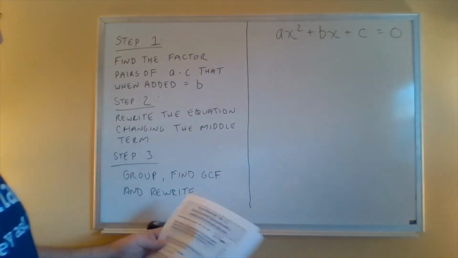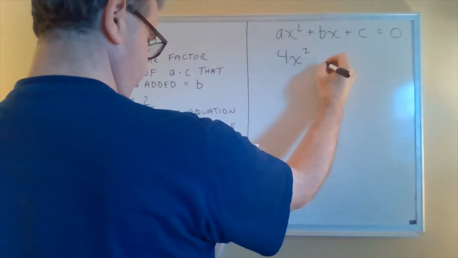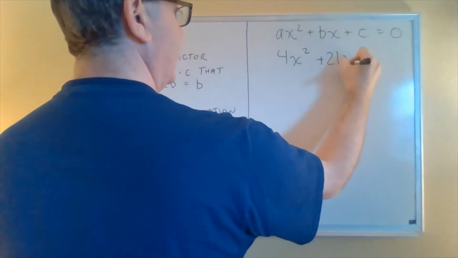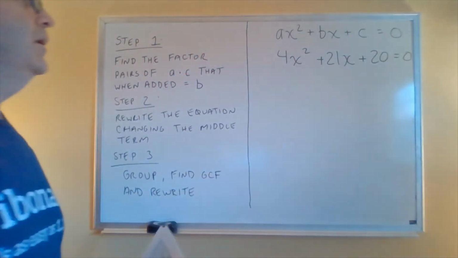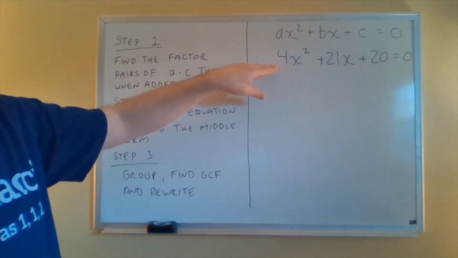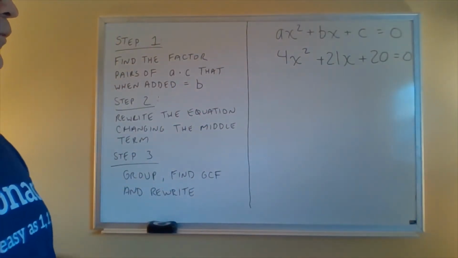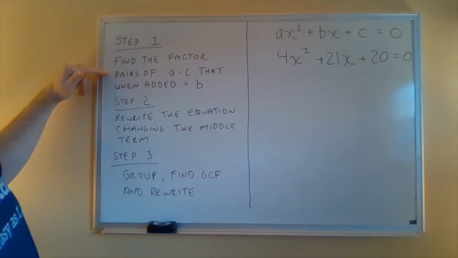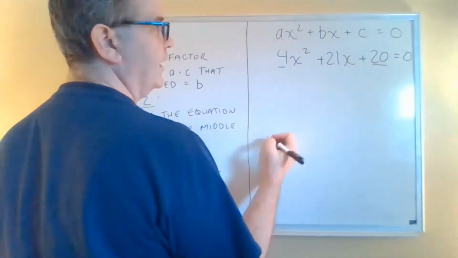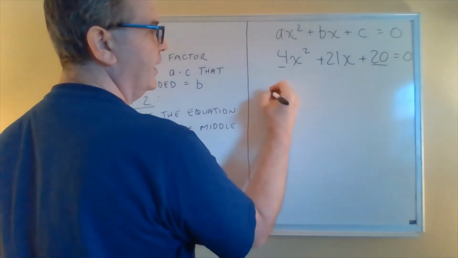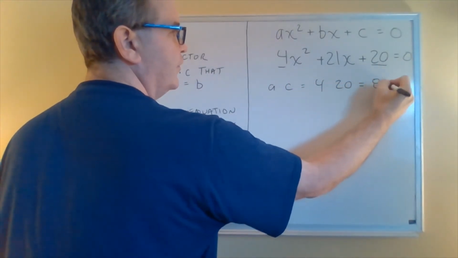So let's look. Our first example will be 4x squared plus 21x plus 20, and that'll equal 0. You see right here, our a is greater than 1. So we know that the diamond method problem that we used last time is not going to work, so we have to use this method. We are going to find the factor pairs of A times C. A is 4, and C is 20. So A times C is 4 times 20, which equals 80.